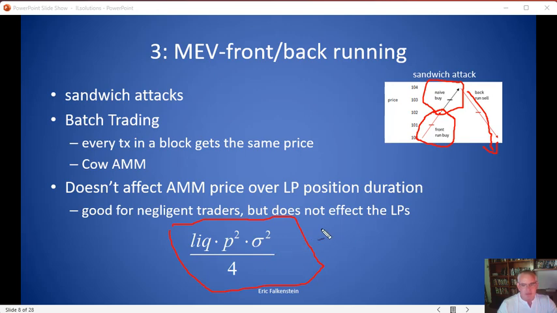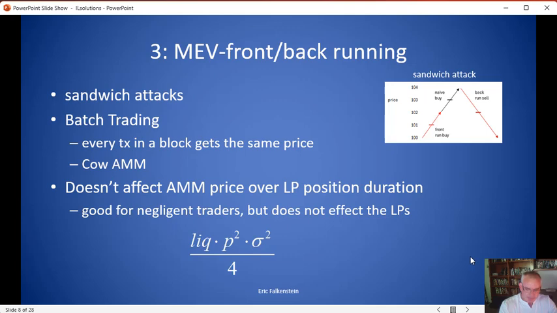Where would these little block tricks fall? Nowhere, because the relevant horizon for passive LP is at least a day, probably a week at least, and any of those tricks just don't matter over those sorts of horizons. So sandwich attacks, yeah, they're bad. If you can get rid of them, great. It's nothing to do with impermanent loss.